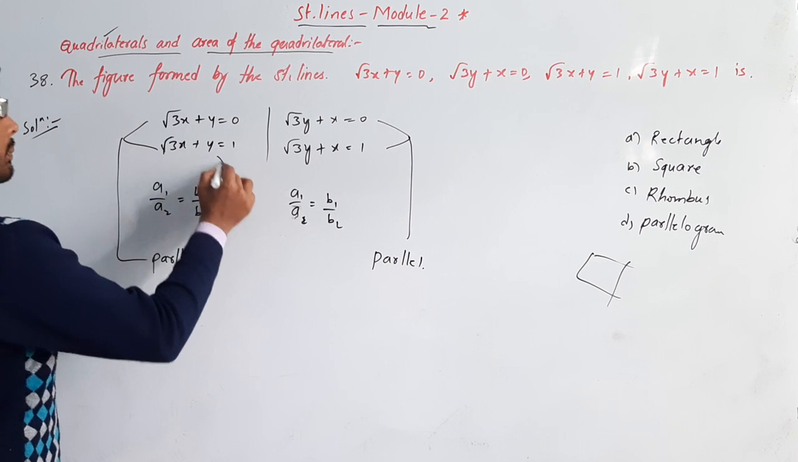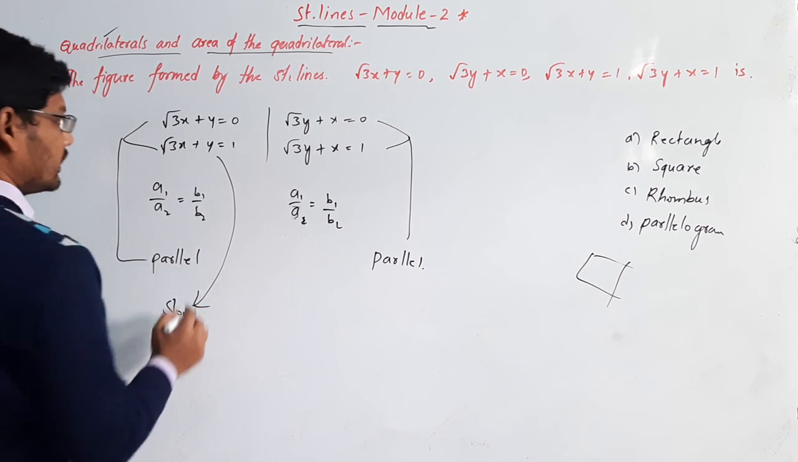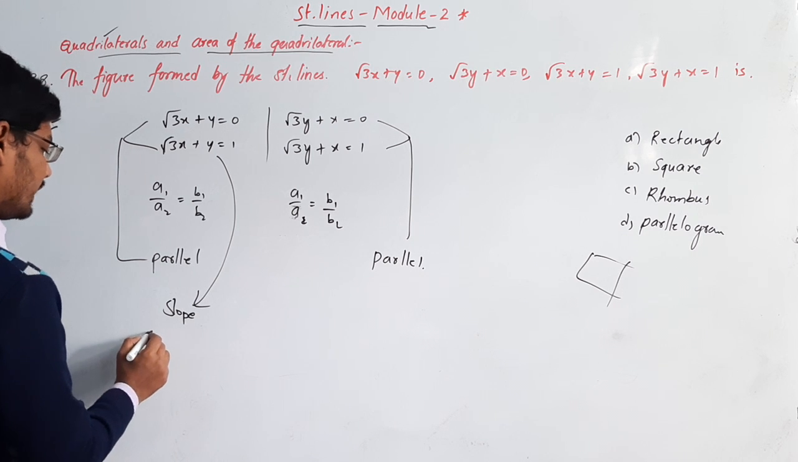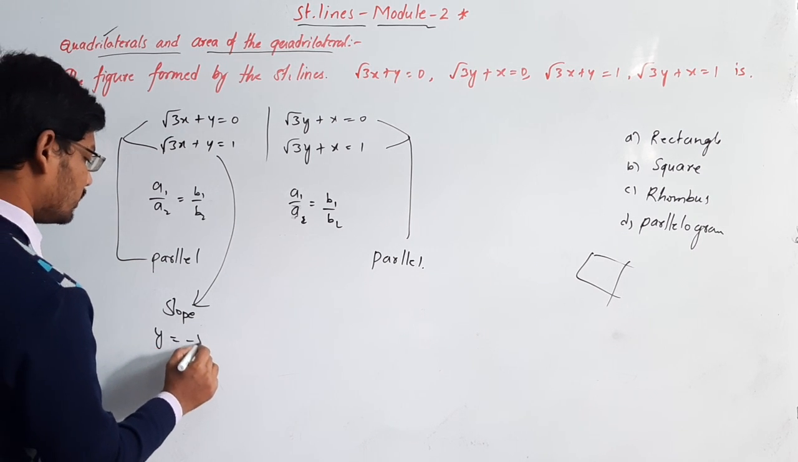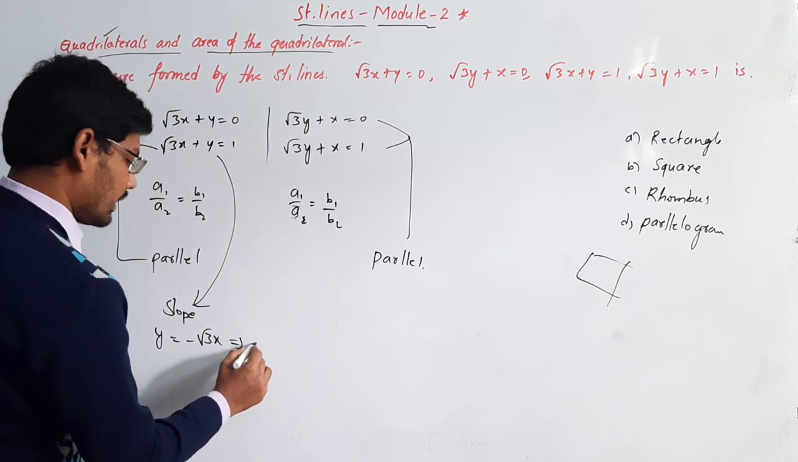Next, the slope of these two lines. Slope is nothing but y is equal. These two lines are equal. So y is equal to how much here? Y is equal to minus root 3x. Then m is equal to how much?